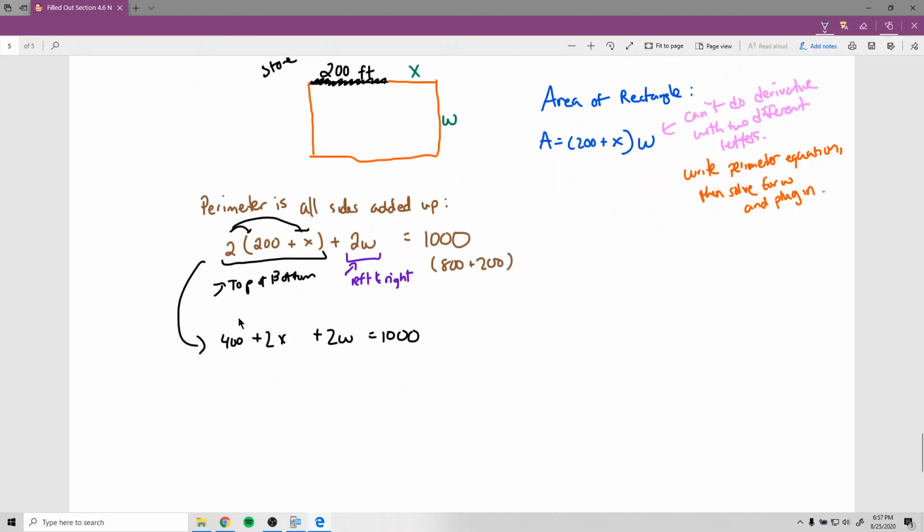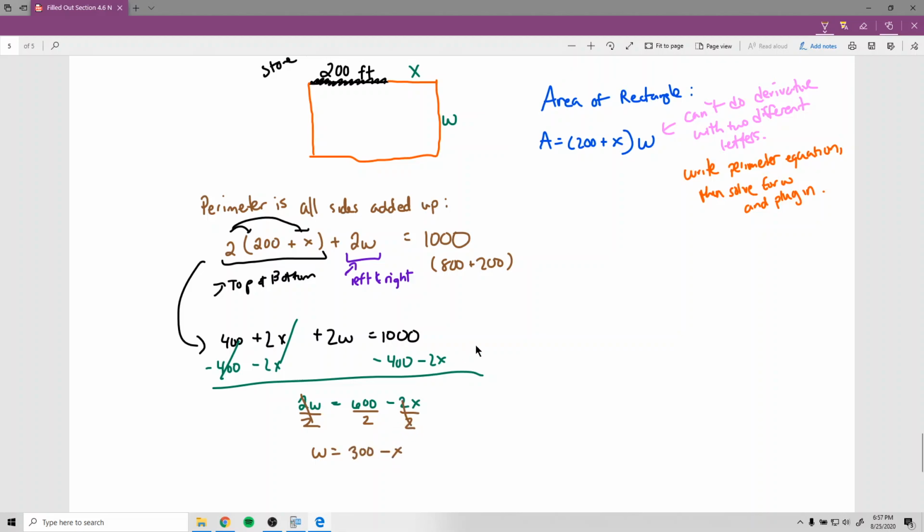Solve for w, which means get everything besides the w by itself on the other side. We're going to subtract 400 and the 2x. And we got 2w equals 1,000 minus 400 is 600 minus 2x. Now to get w by itself, we divide each side by 2. Easiest to just display it as dividing everything by 2 here, and we get w equals 300 minus x. All right, but that's what we want to plug in. And once we do that, then we can actually approach it like the previous problems.